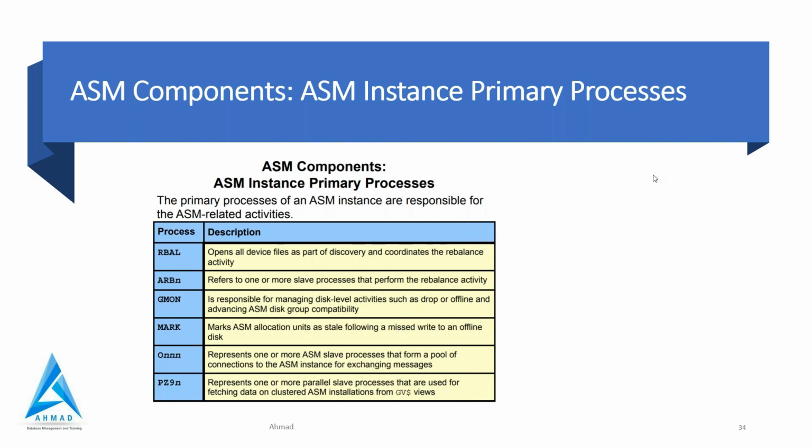So you have a $view from where you can get the information. Clear? So RBAL, ARBn, Gmon, MARK, Onnn, PZ9n. These are the primary processes. So remember each process and how each process works. And if anything happens to these processes, what will happen to your ASM?